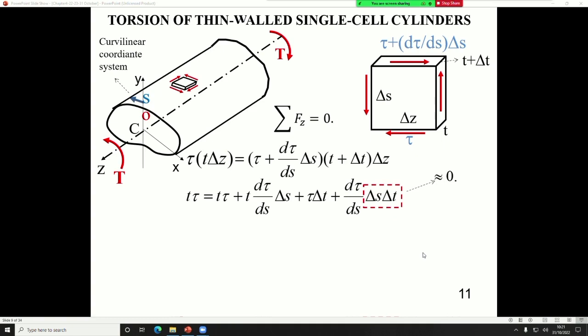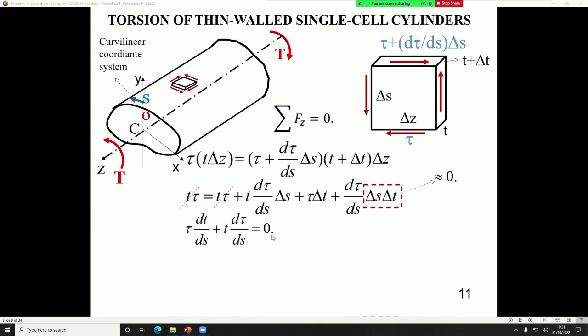Now I'm going to rearrange the equations. So I divide both sides by delta S. So we have delta T over delta S. Now if delta S is a very small value, I can convert these two finite differences to a differential. So these two are going to be eliminated. So delta T over delta S, provided delta S is very small, can be converted to dt over ds.